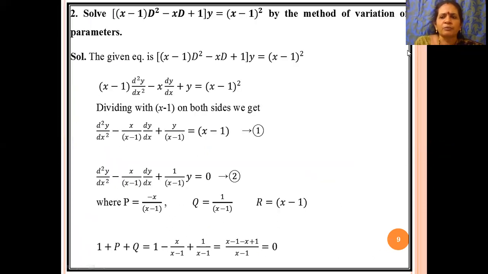Coming to the second one. What is the second problem? Solve this equation by the method of variation of parameters. (x minus 1) D square minus xD plus 1, into y, is equal to (x minus 1) whole square. Here D is a differential operator, so generally D is nothing but dy by dx. Substitute D square as d square y by dx square and D as dy by dx. Now here there is no standard formula, so we are converting into the standard form.